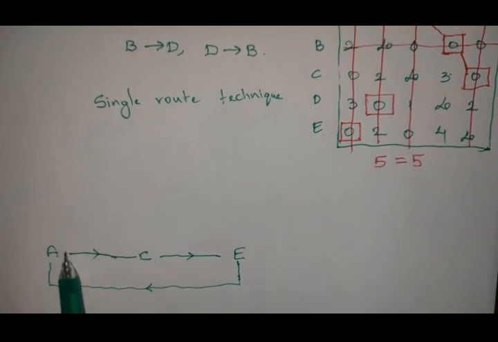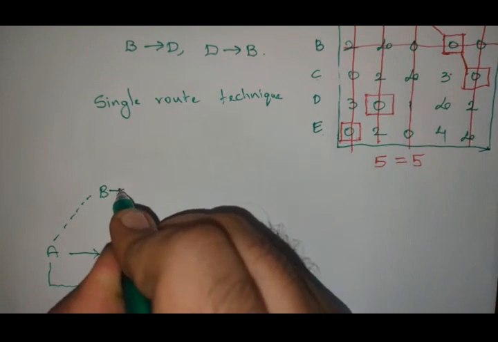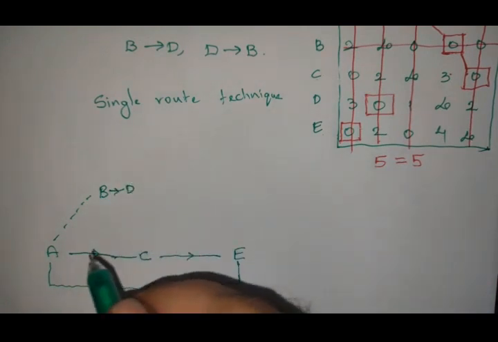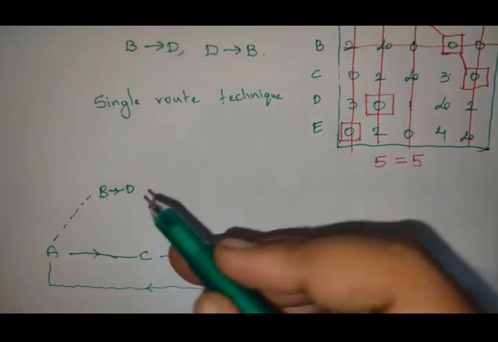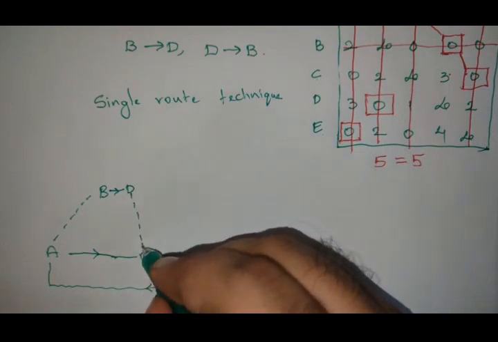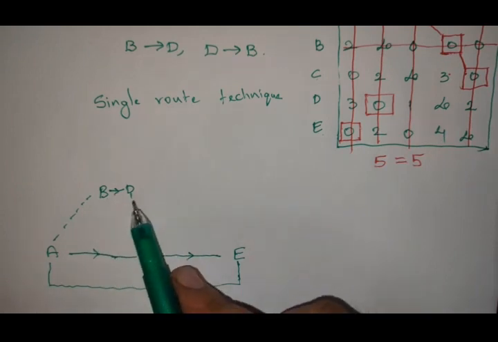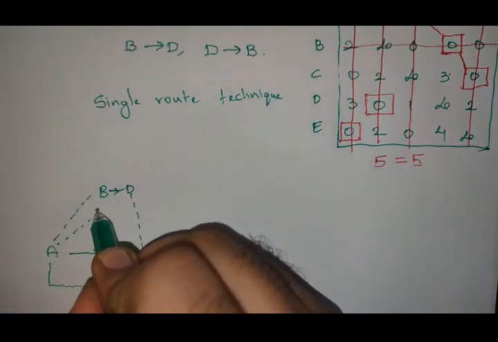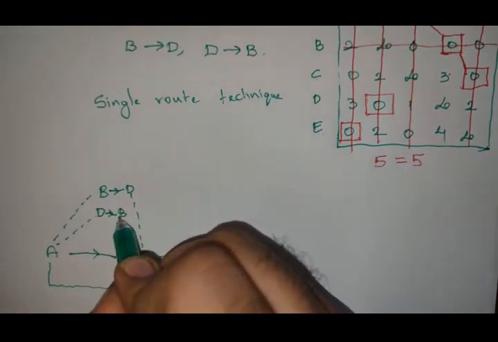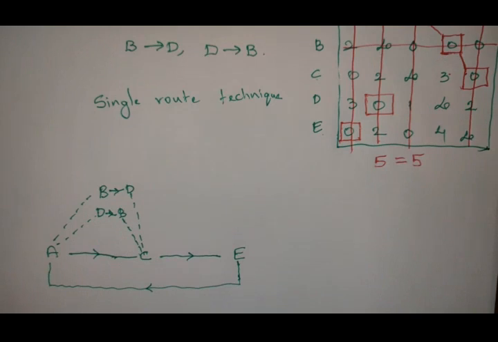So in between A to C, I am inserting B to D. We can go in this way, or after coming to B, from A to B he will go, B to D he will go, and then from D to C he will come. I am inserting like this. In between A to C, I inserted the route B to D. Or he can travel D to B also. I am inserting like this, D to B. Right.